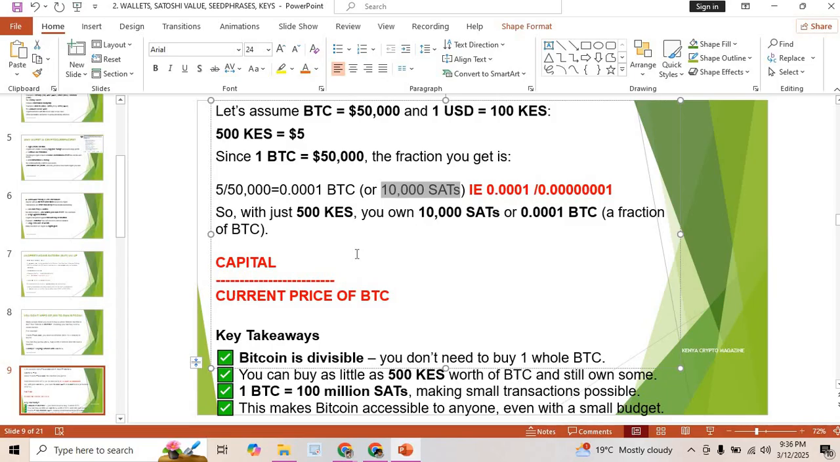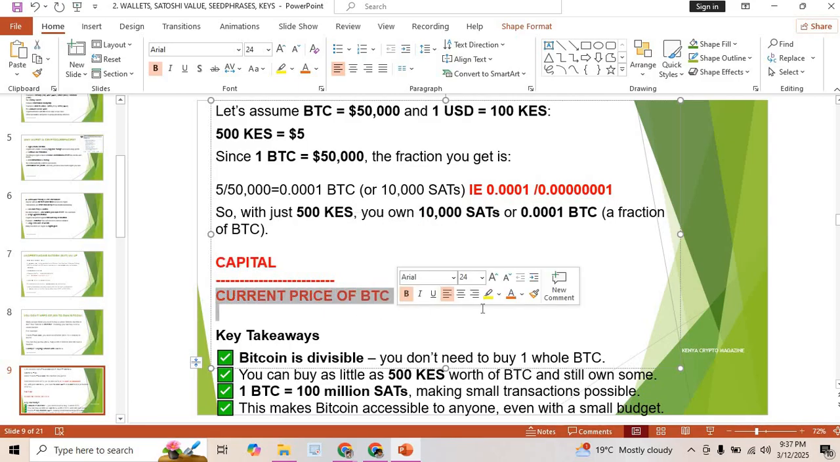Thumbs up if you've gotten the concept. So in short, the Satoshi value is very important since it enables us to own a fraction of Bitcoin. So with 500 Kenya shillings, you will own 10,000 Satoshi, or an equivalent of 0.001, a fraction of BTC. So in short, if you want to know how much Bitcoin you'll get using the amount that you have, just use the capital that you have divided by the current price of Bitcoin.